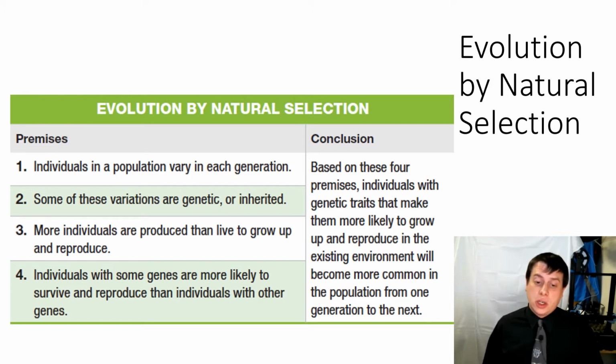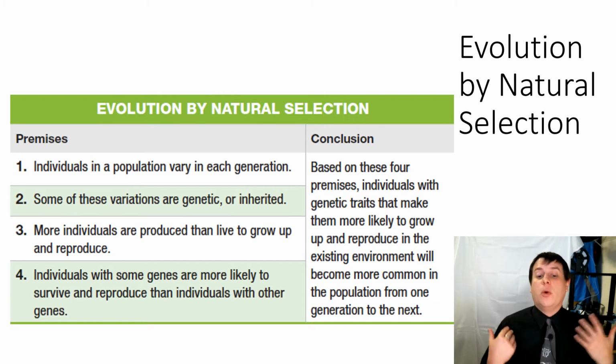So each generation, individuals in a population are going to be slightly different. Some of these variations are genetic, and they're therefore inherited. Most individuals that are produced live, grow up, and reproduce themselves. However, if an individual has certain genes that allow it to survive better or give it a better chance of survival, there is a greater chance that it will survive and reproduce. If that organism reproduces, it will pass on those genes.